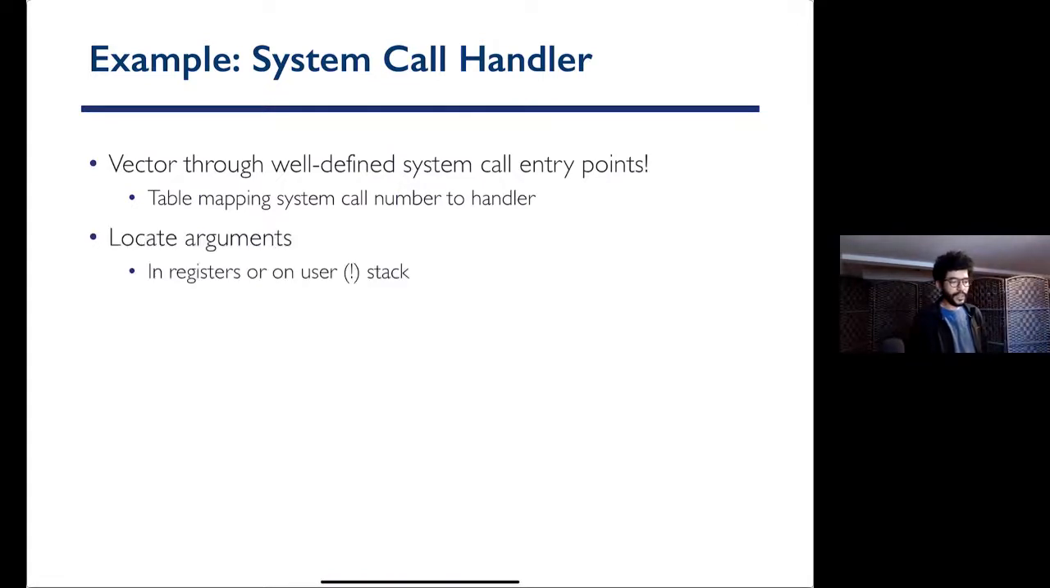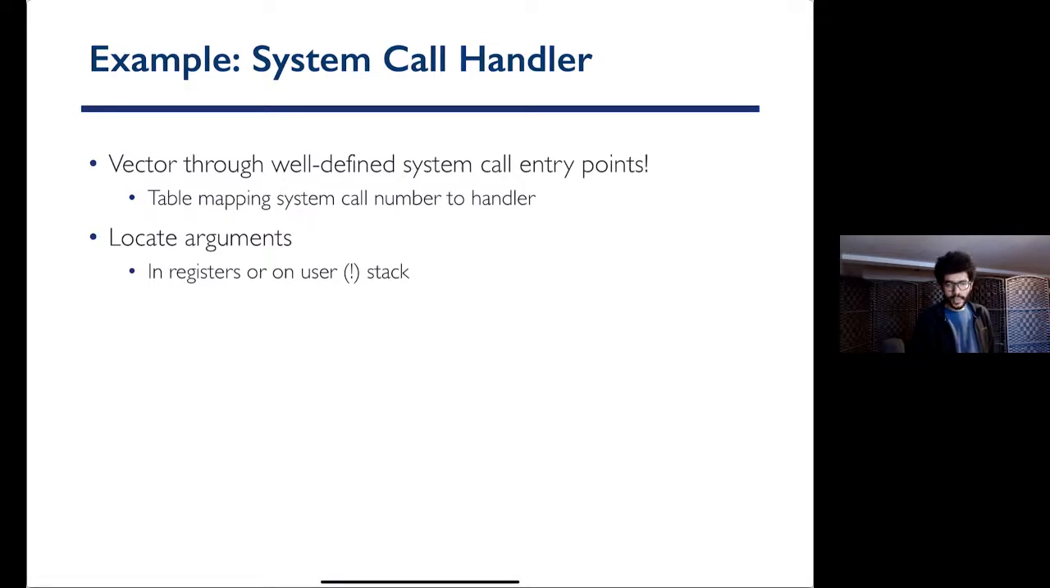The second thing you need to do is you have to locate the inputs that are provided to you by the user. For example, if you want to open a file, you need to know the name of the file or address of the file. If you want to write to a file, you want to know what you're writing to that file. So there's data that you want to write. So these are the inputs that are provided to you by the user.